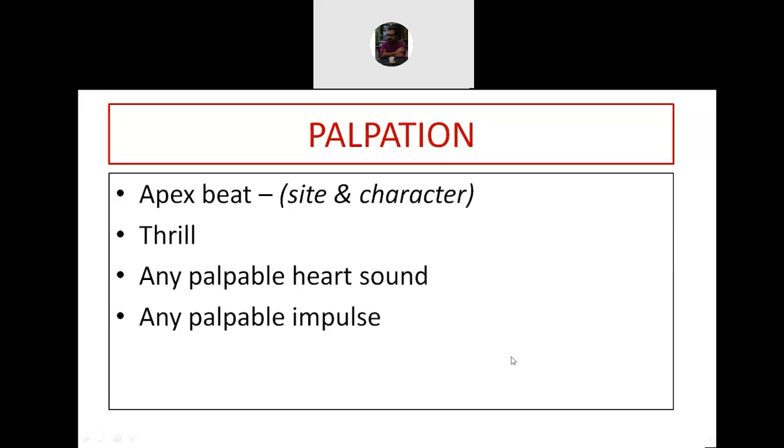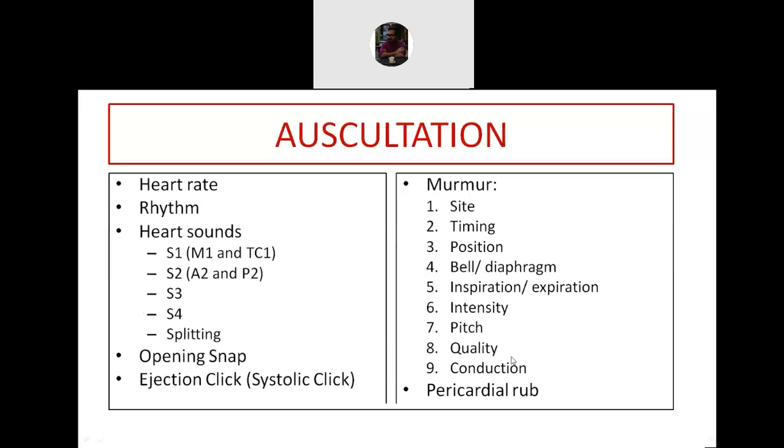If the A2 closes so late that it is even later than the P2, so if this much time was taken for the left ventricle to close, then A2 might appear after P2. And this is called paradoxical splitting. I'll explain how that can be investigated.